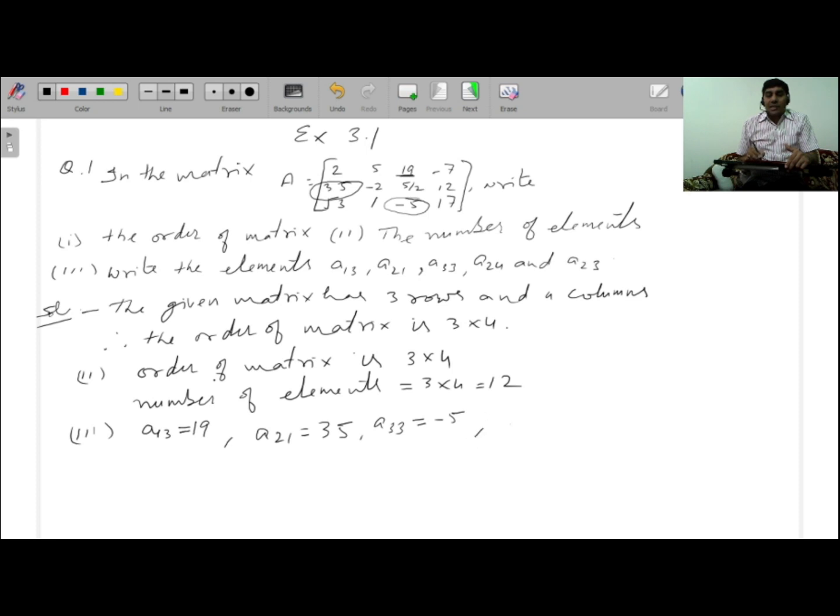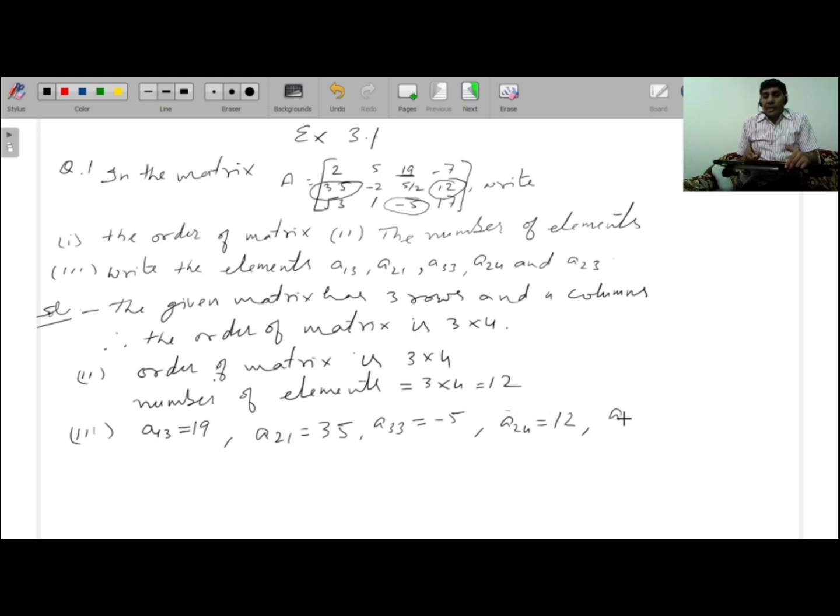The next, A24, the element which lies in the second row and fourth column. The second row is 35, minus 2, 5 by 2 and 12, and the fourth column is minus 7, 12 and 17. So 12 is the element which lies in the second row and fourth column. So A24 is 12.